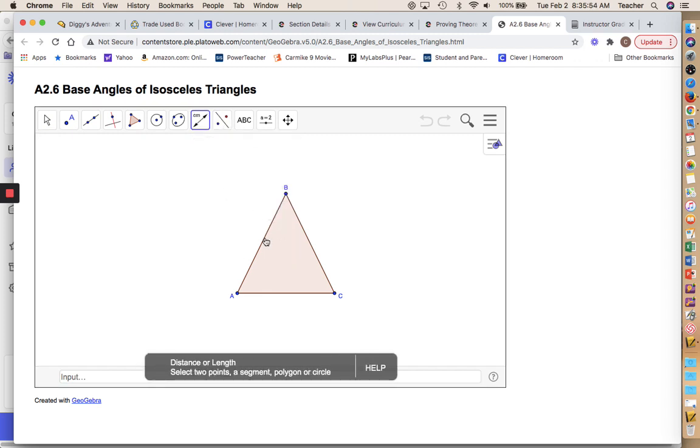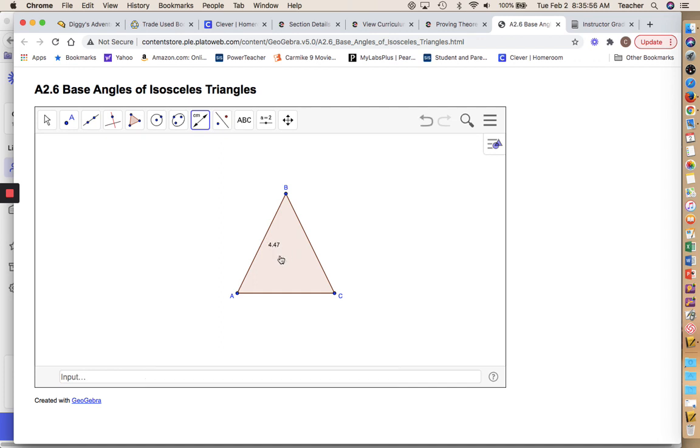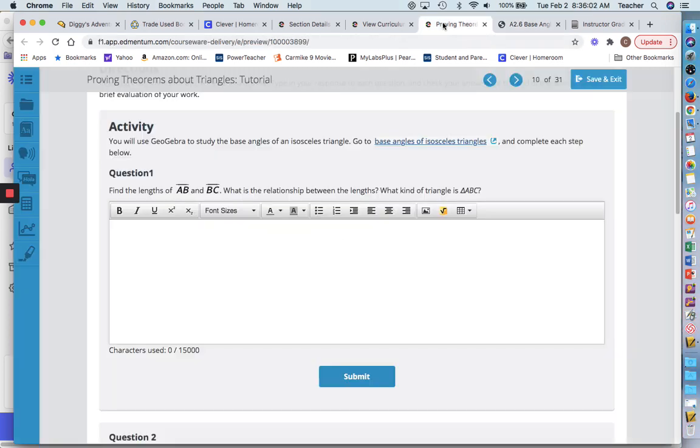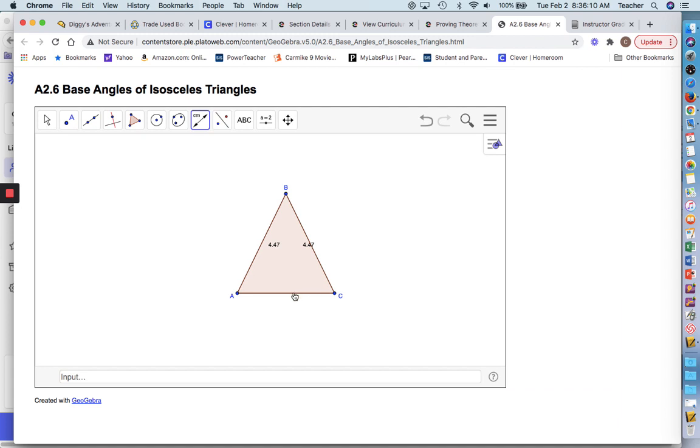So I'm just going to click on the actual side AB. I got 4.47 and BC also 4.47. So they are both 4.47. So what's the relationship? They're equal to each other. And that means it's an isosceles triangle. Well, let me just check. That third one can't be the same. Okay, yeah. Because if the third one's the same, it's an equilateral triangle, not an isosceles triangle. So I just needed to check really quickly.